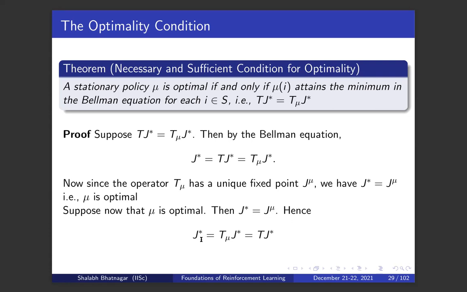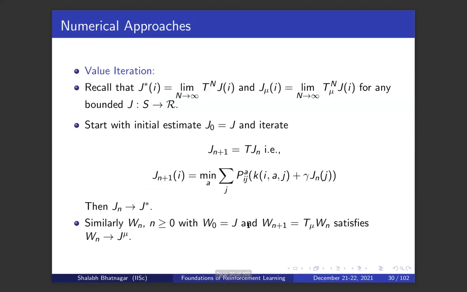And therefore now we know that J mu is T mu J mu, and therefore J star will be T mu J star because J star is J mu. And T mu J star and J star should satisfy T J star, right? So J star equals T J star. So this essentially means that T mu J star should be T J star. So this condition is both necessary and sufficient to ensure optimality.